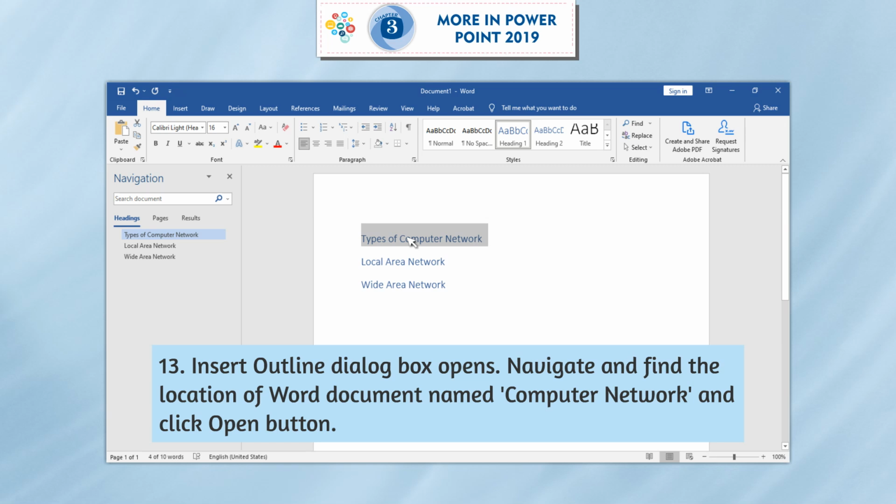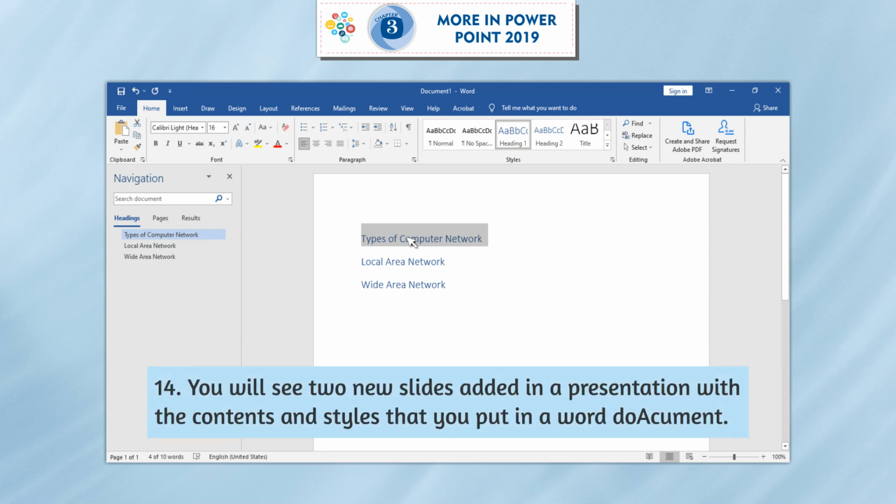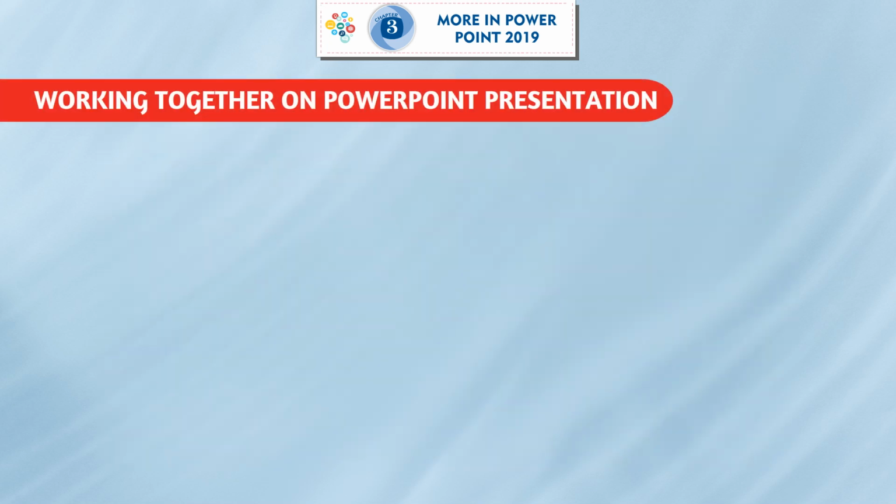13. Insert Outline dialog box opens. Navigate and find the location of the Word document named Computer Network and click Open button. 14. You will see 2 new slides added in the presentation with the contents and styles that you put in a Word document.